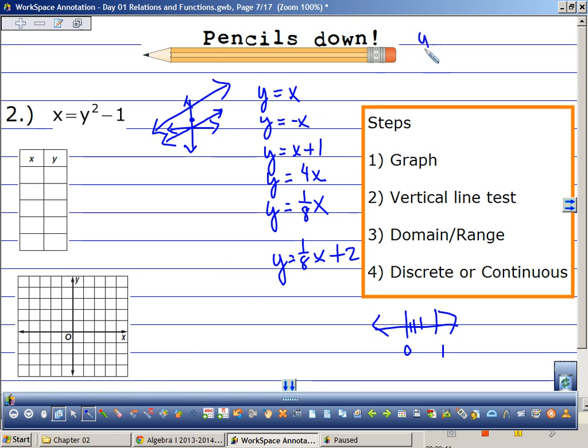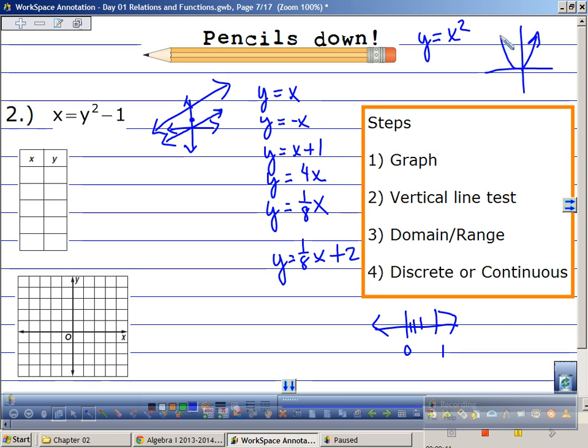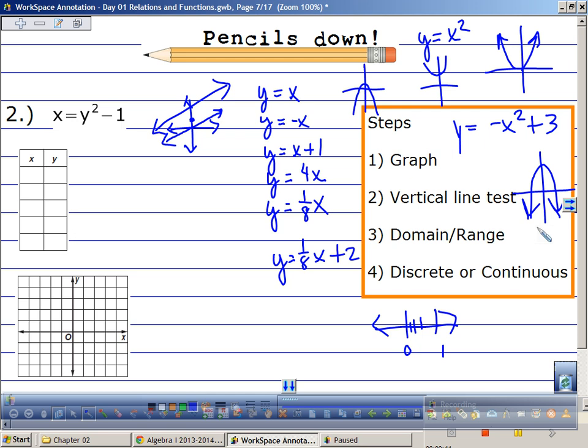Then we had something like this, Y equals X squared. When you square it, it becomes quadratic, right? So now you have 2 values for X, in the positive direction and the negative direction, right? Y equals X squared plus 1. Shift it up 1. Y equals negative X squared. Y equals negative X squared plus 3. Pointing down, but shifted up 3.